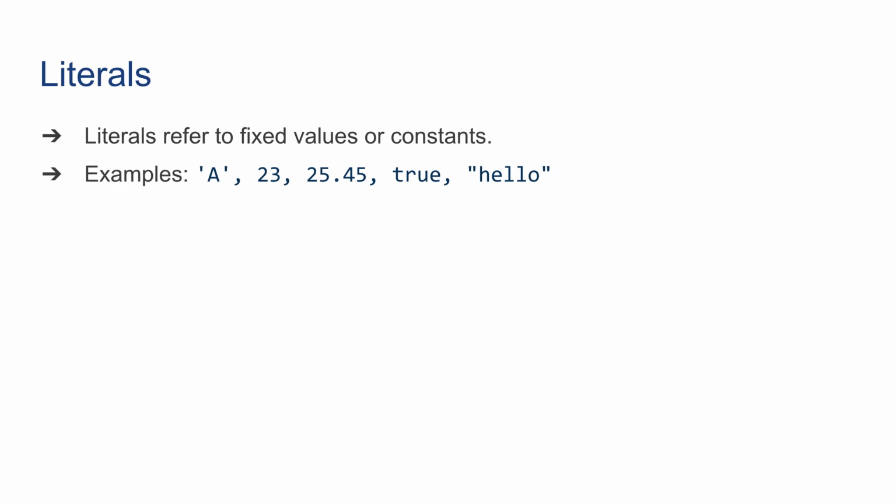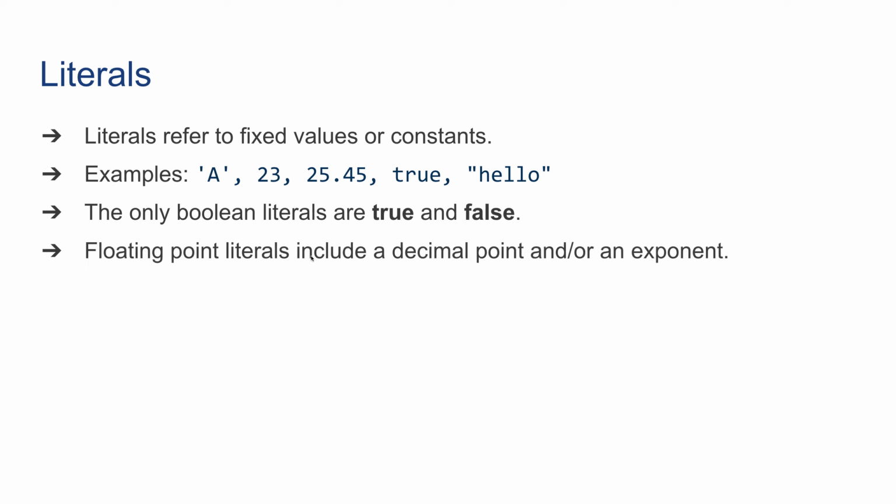So next, literals. Literals refer to fixed values or constants. Examples: characters, integers, decimal values, Boolean values, or a string. The only Boolean literals are true and false, and floating point literals include a decimal point and/or an exponent.